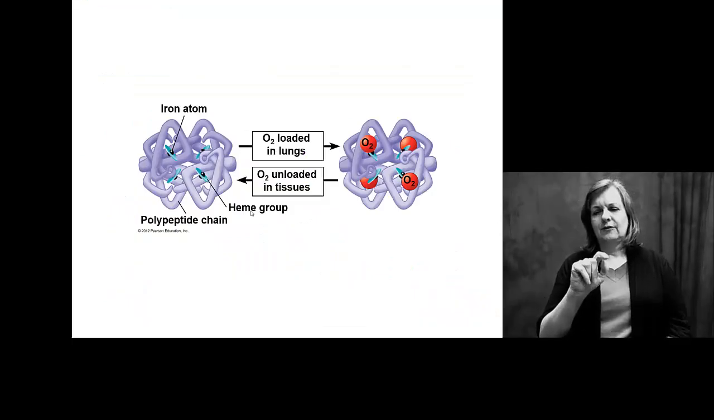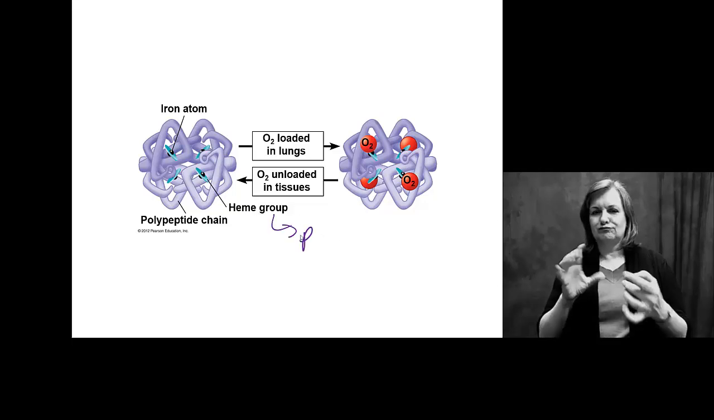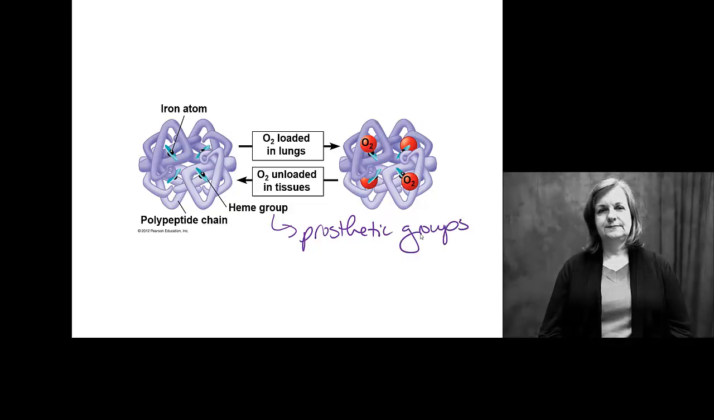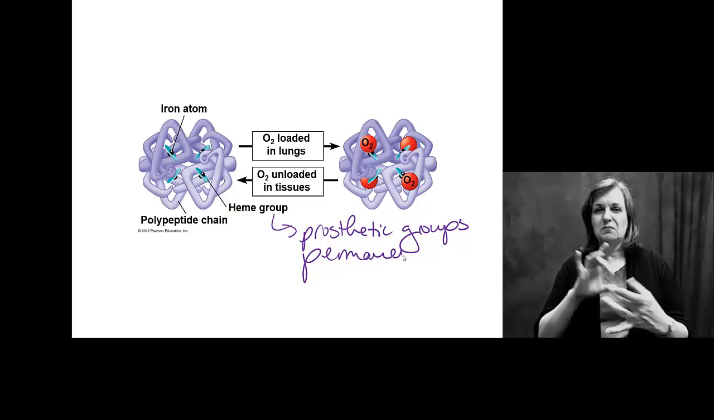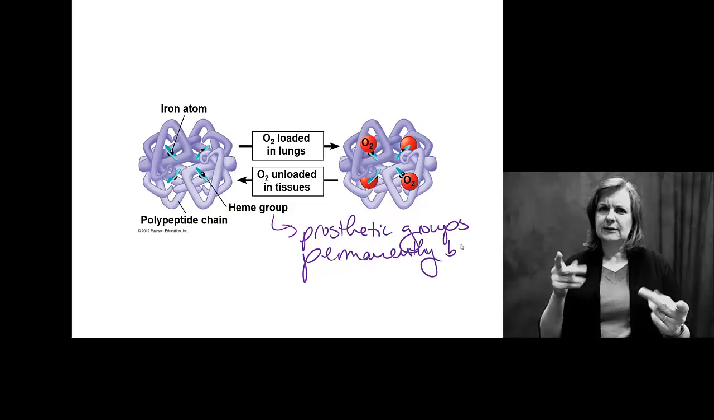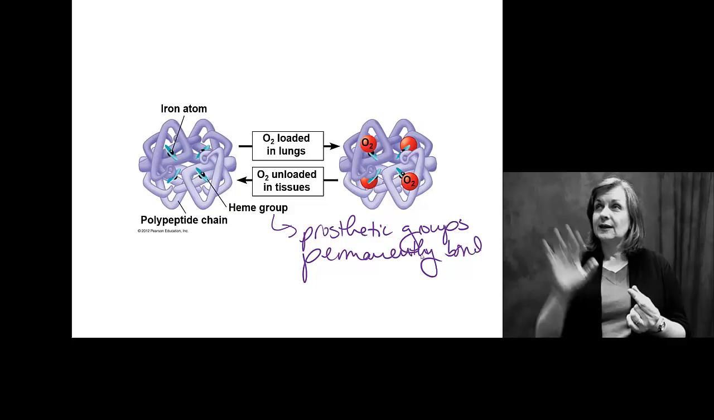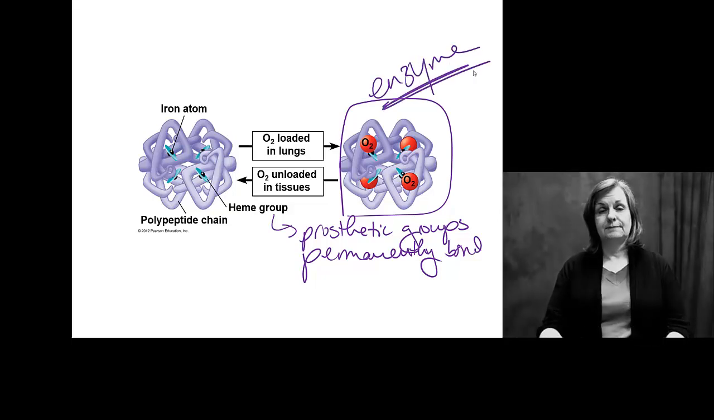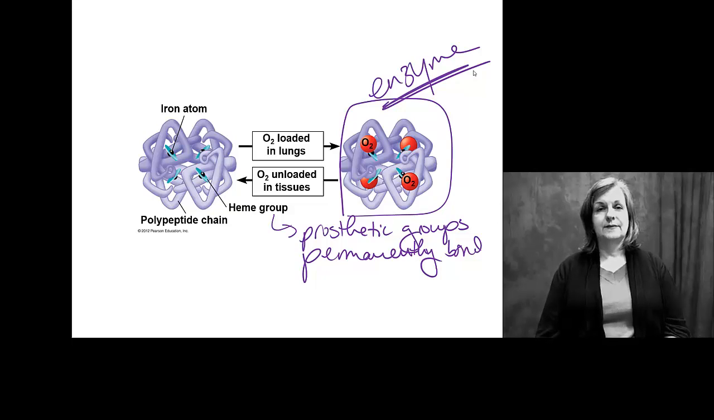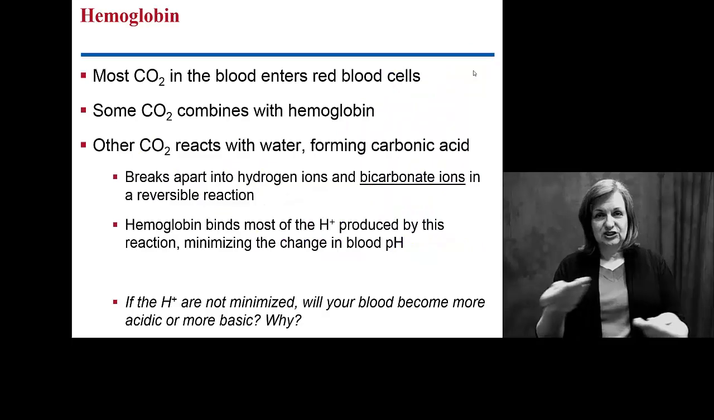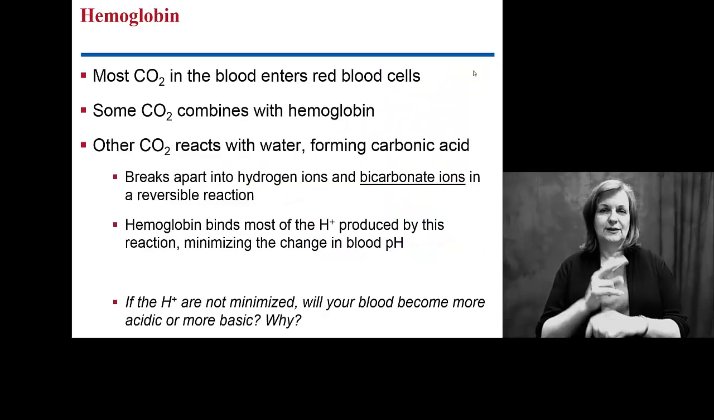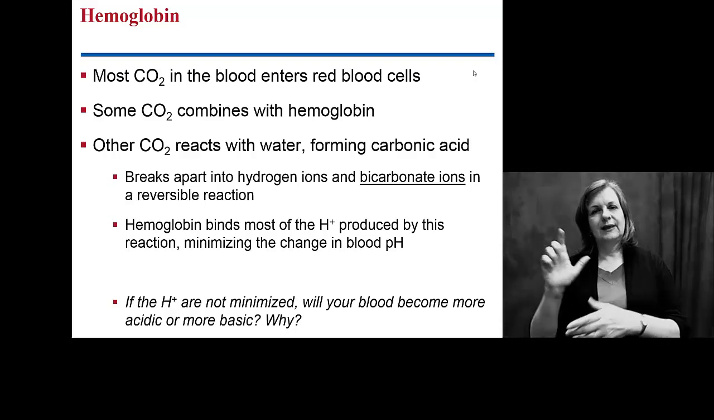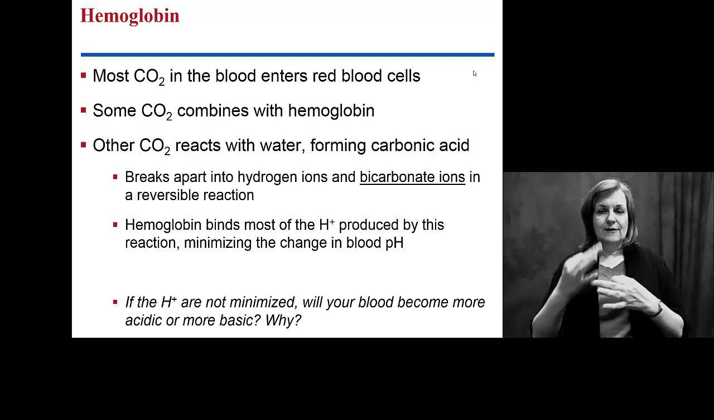So we see these heme groups. When we talked about enzymes, we called these prosthetic groups that are going to be permanently bound, okay, to this protein. It's an enzyme, right? Its job is to carry oxygen around your body. It's very much an enzyme. So we look at this exchange of carbon dioxide and oxygen working on your hemoglobin molecules in your red blood cells.